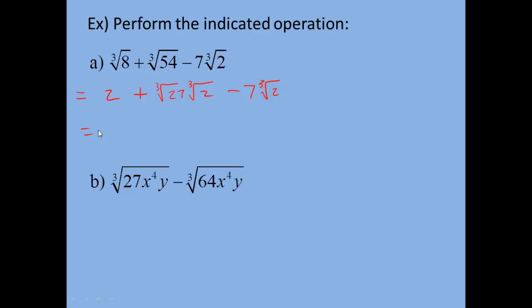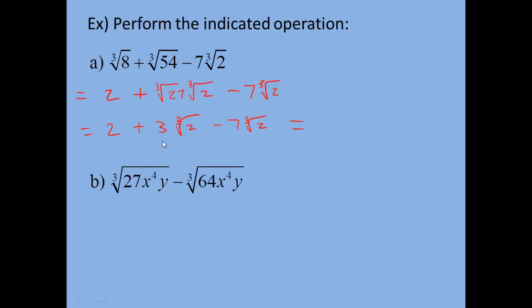Now we want to combine like radicals here. The cubed root of 2 and the cubed root of 2 are going to be able to combine. This 2 doesn't have a cubed root of 2, so that's going to be a constant. This will be 2 plus the cubed root of 27. That's going to give us our coefficient. Cubed root of 27 is 3. It's going to be 3 cubed root of 2 minus this is 7 cubed root of 2.